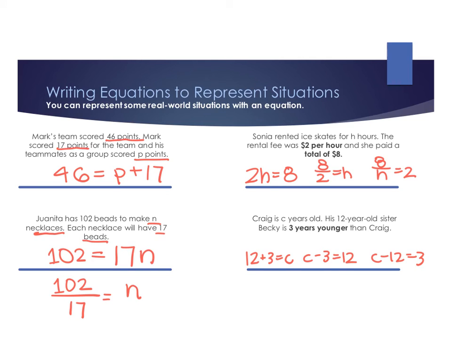All right, so I hope that you've come up with your answers. Here are the answers that I came up with. All right, so it says that Sonia rented ice skates for 8 hours. The rental fee was $2 per hour, and she paid a total of $8.